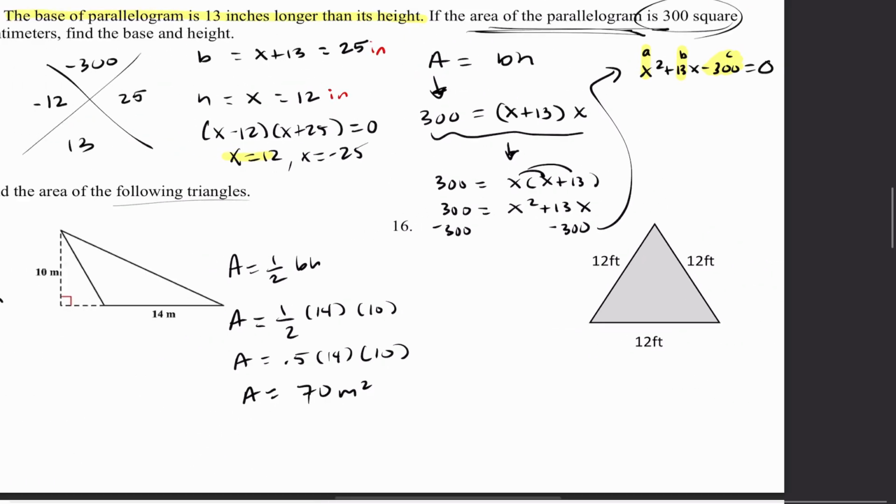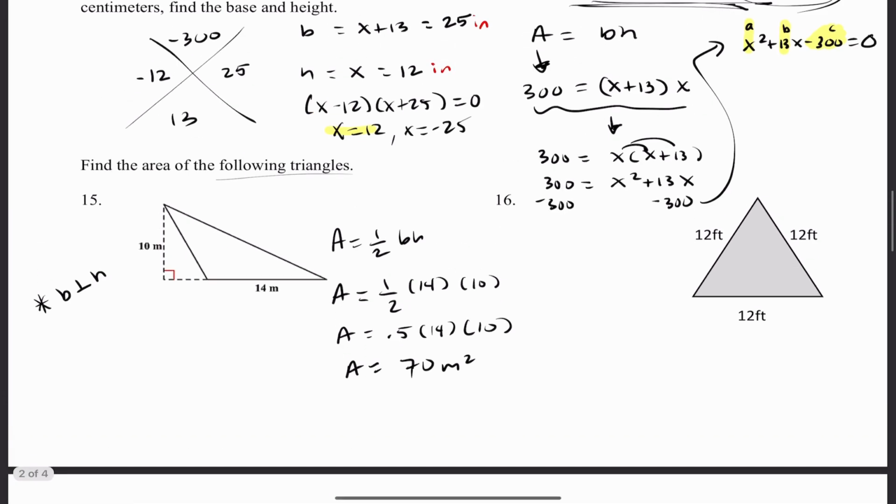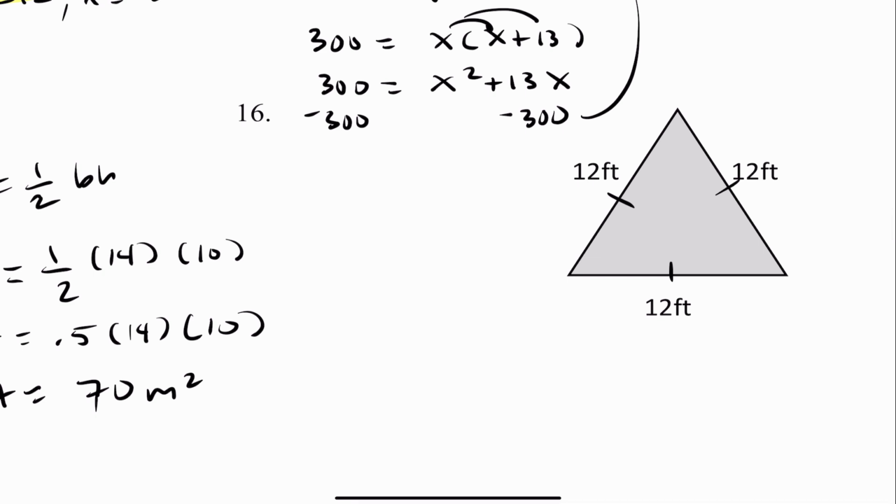All right, number 16. We're dealing with a triangle. It's an equilateral triangle. And if it's an equilateral triangle, we can actually use this formula. We don't even have the height. You can use Heron's formula for this one, but I think it's just easier if we use this. A equals s squared root 3 divided by 4. And s is basically the side length of an equilateral triangle.